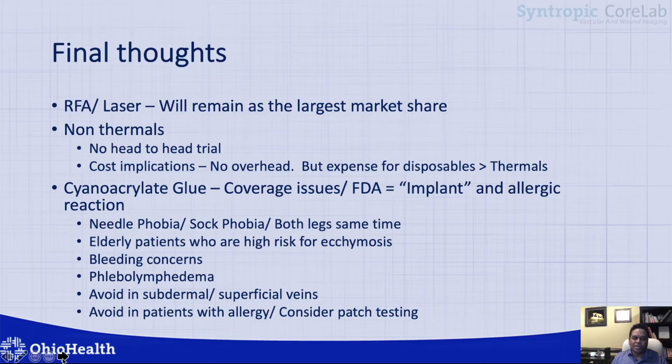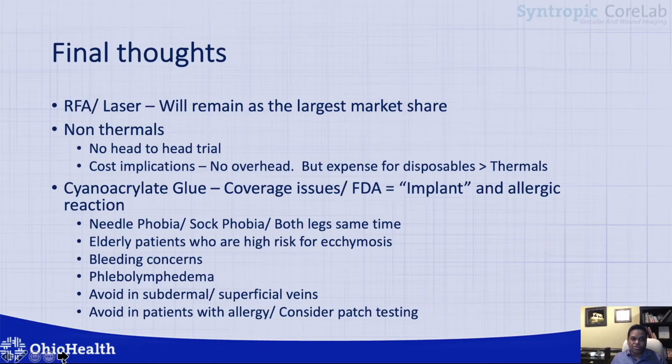cyanoacrylate is useful in those patients who have needle phobia, who don't want to wear socks, or where both legs need to be done at the same time because they're busy. Also elderly patients who are at increased risk for ecchymosis, skin tears, or thermal burns, those with bleeding concerns, and patients with phlebolymphedema when you don't want to have thermal injury to the saphenous chain of the lymph nodes.